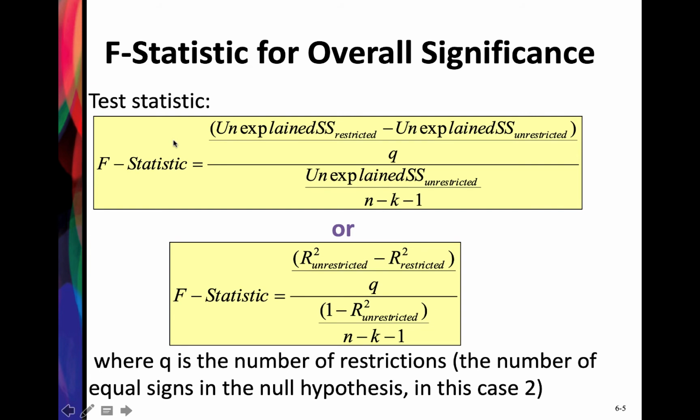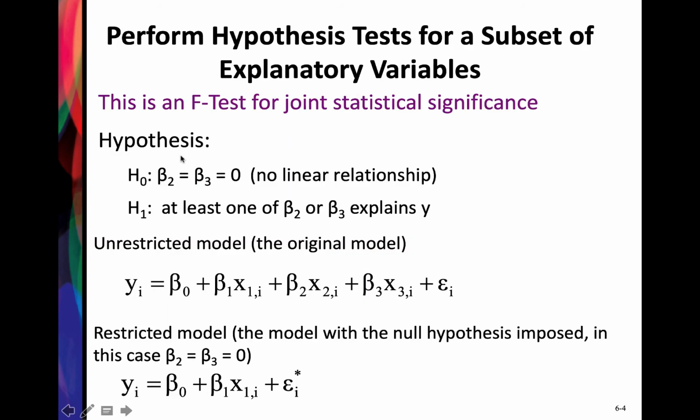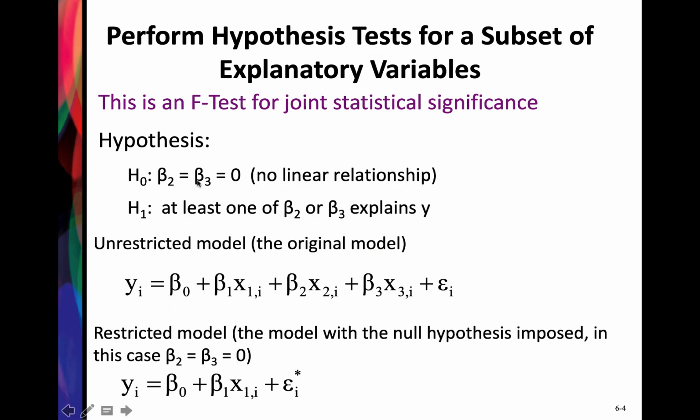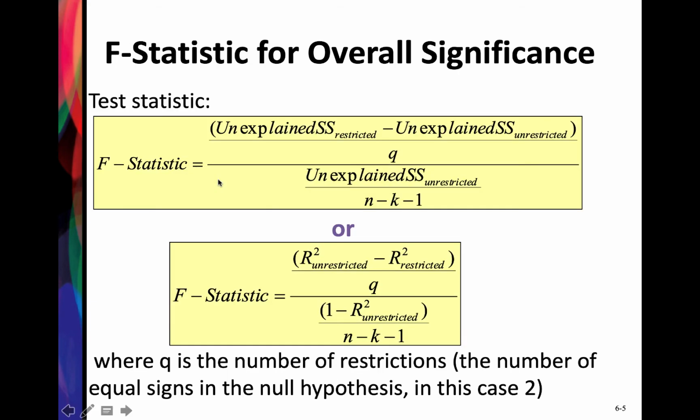Okay, here's our test statistic for this hypothesis. It's the unexplained sum of squares from the restricted model, subtract off the unexplained sum of squares from the unrestricted model, and divide by Q. Q is the number of restrictions or the number of equal signs in my null hypothesis. So you just count the number of equal signs in your null hypothesis. That's what Q, or the number of restrictions, is. So we can see in this case that there's two equal signs, 1, 2. So in this case, Q equals 2.